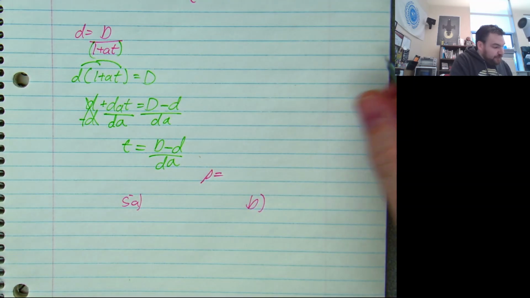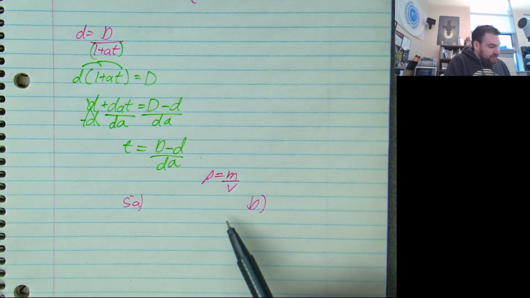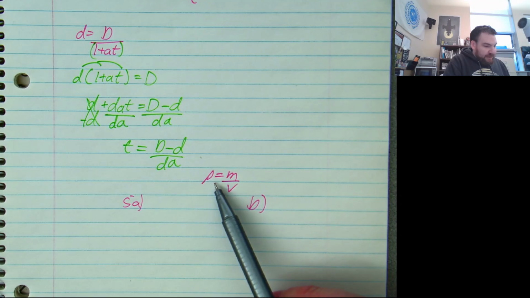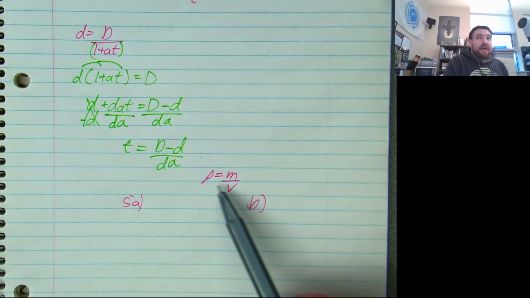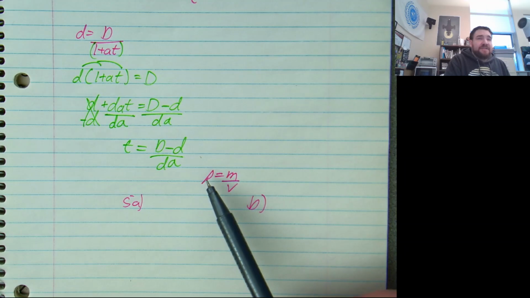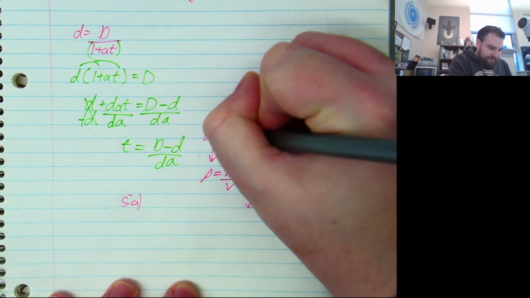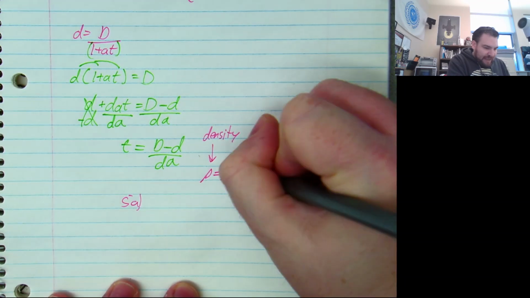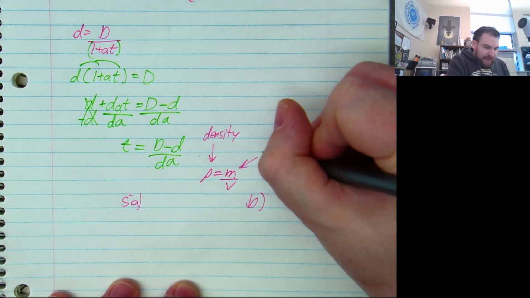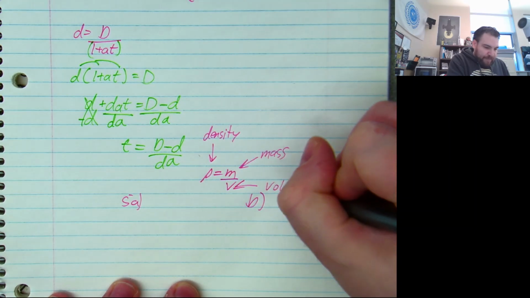So the formula that we're using here looks like this. It looks like a fancy script P equals M divided by V. This is actually the Greek letter rho, R-H-O, and it is the symbol that we use in chemistry and in physics to represent density. So that guy there is density. M is the universal variable for mass, and V is the universal variable for volume.